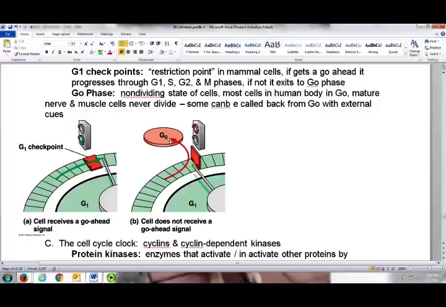The G0 phase is a non-dividing state of cells. Most cells in the human body are actually in the G0 phase. Your mature nerve cells never divide. So occasionally some of these cells can be called back from the G0 phase with external signals and clues. But for the most part, these are considered your non-dividing cells.